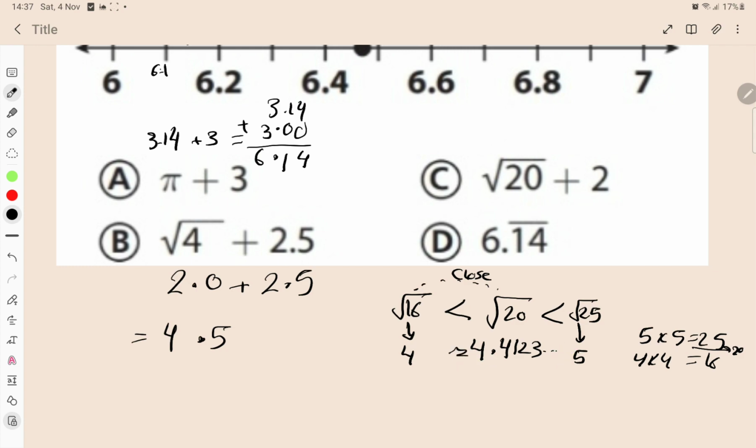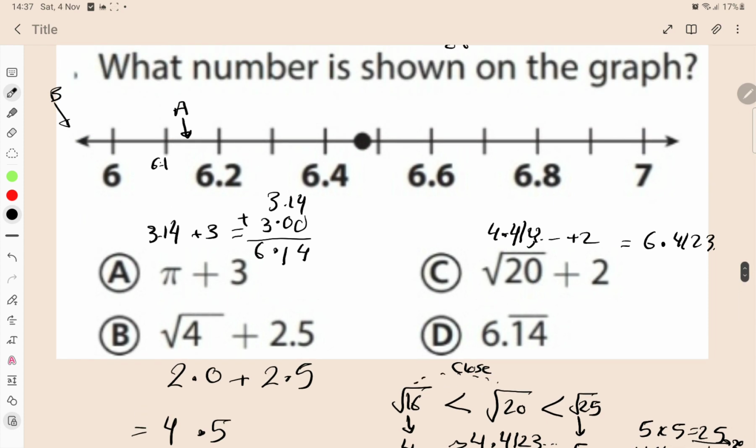Plus 2, add the whole numbers together, 2 plus 4 is 6. Point, keep the decimal part as it is, 4, 1, 2, 3. So where is this on the number line? Actually it is after 6.4, so we can say that the correct answer here is C.